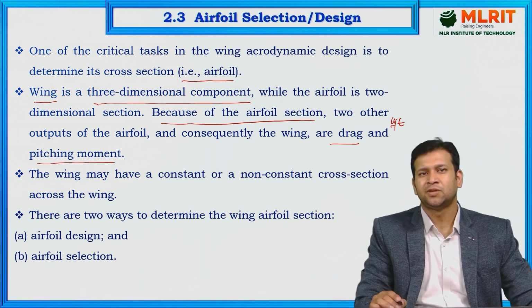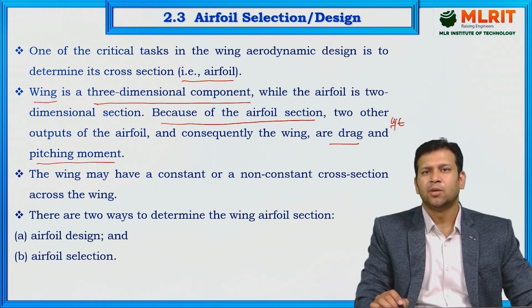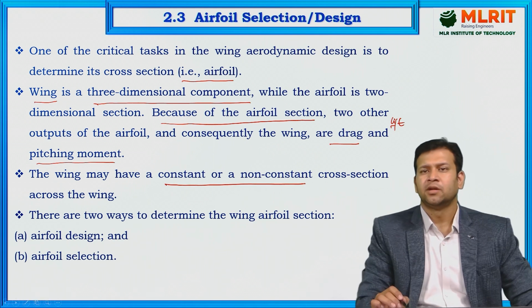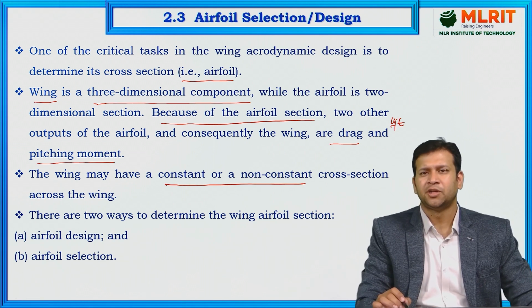There are three terminologies which will be revolving around the airfoil and wing. The first one is lift, and the other two are drag and pitching moment. The wing may have a constant or a non-constant cross section across the wing. It can be rectangular in plan form, it can be tapered, straight rectangular, swept back or trapezoidal based upon the requirements. Requirements in the sense of the amount of lift generated and the amount of drag minimized with the cross section. Based upon that, we'll be choosing the airfoils and the wing configuration.